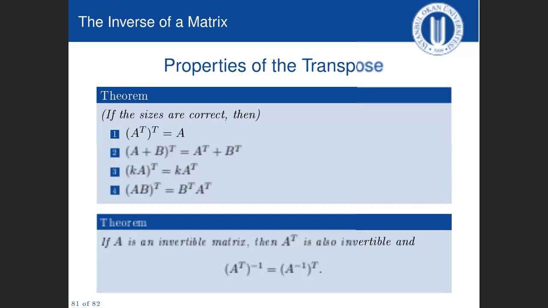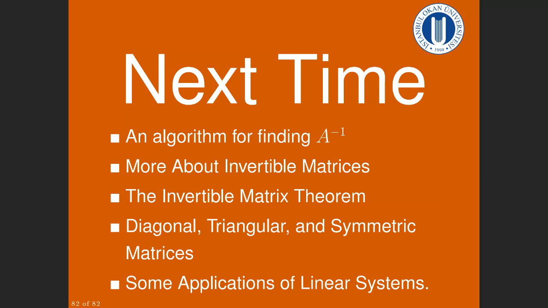And the final point of today's lecture: if A is an invertible matrix, then A transpose is also invertible. And we have the formula that the inverse of A transpose is equal to the transpose of A inverse. And that's enough for this week.